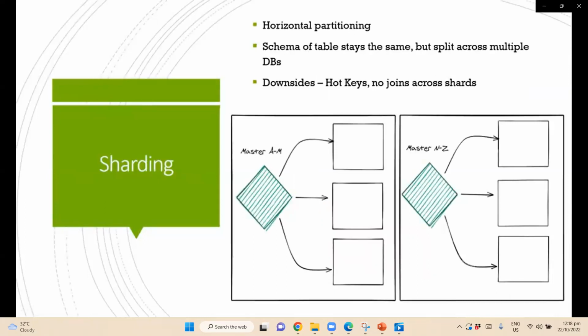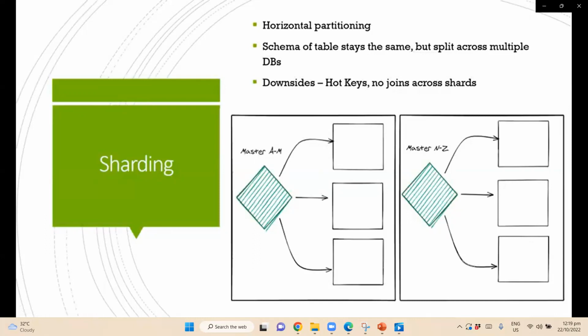Now we move on to partitioning, and the first type, which you've probably heard about, is called sharding. This is horizontal partitioning, where the schema of your table stays the same, but it's split across multiple databases. The big reason for this would be if, in your read replica setup, you need to handle more writes. So you split it up. In this case, we'd be doing it by the name of the user: people's names A through M are stored on this shard, and N through Z are stored here.